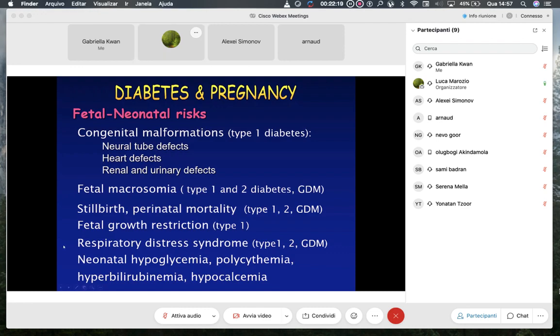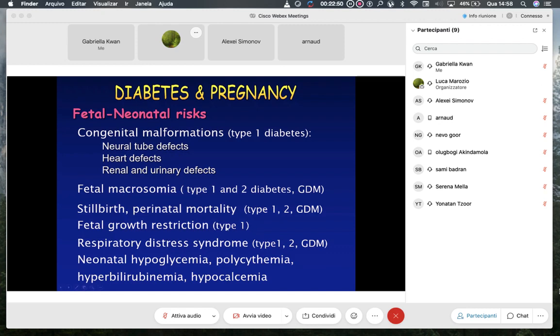Perinatal mortality. Perinatal mortality is intrauterine mortality after the fetus reaches the viability week, after 23 weeks, remember, and in the first week after birth, the first neonatal week. This is perinatal mortality.